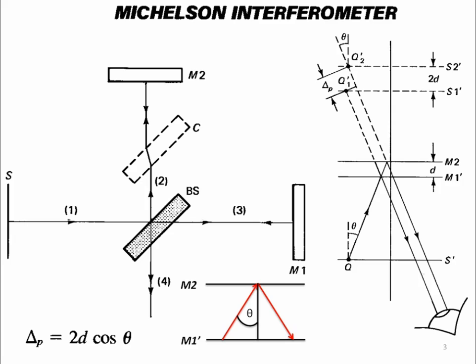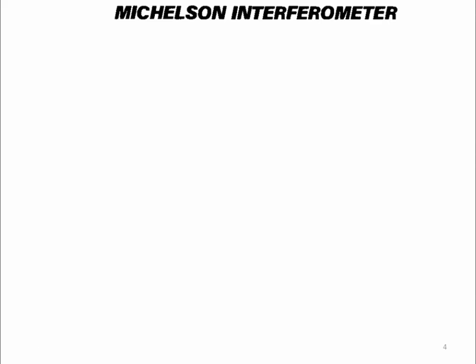So the path difference is going to be 2d cos theta. How? That's quite simple. Let's first find out this portion, and we can obtain this from this right angle triangle. So if I write down cos theta, that will be base upon hypotenuse, right? And base is d. So this portion is d cos theta. This portion is also the same, d cos theta. So the total path difference is 2d cos theta. I hope it is clear to you.